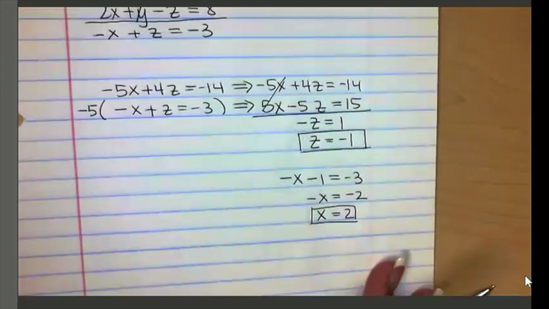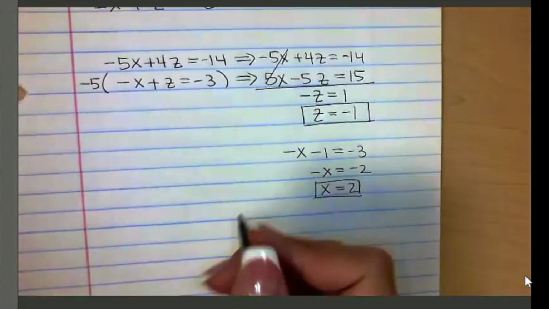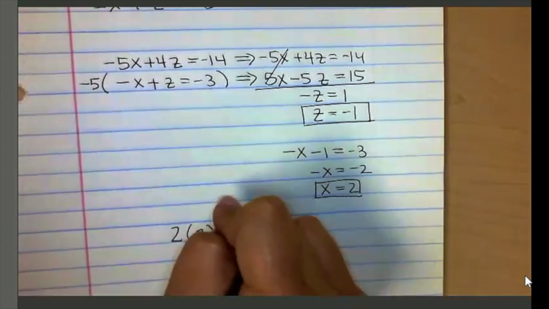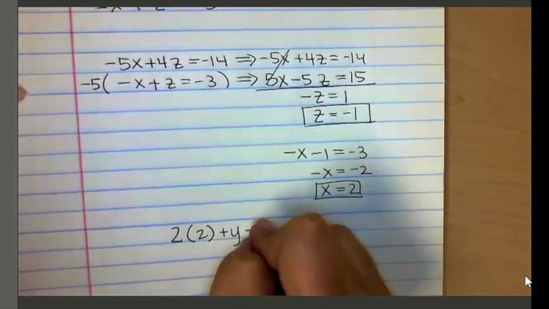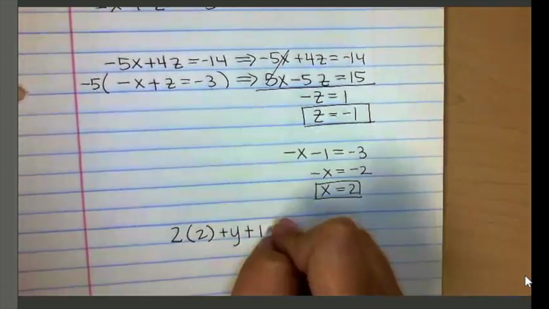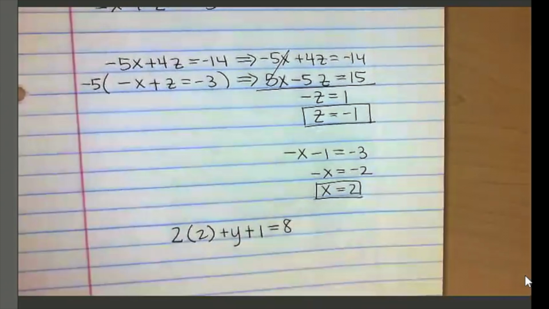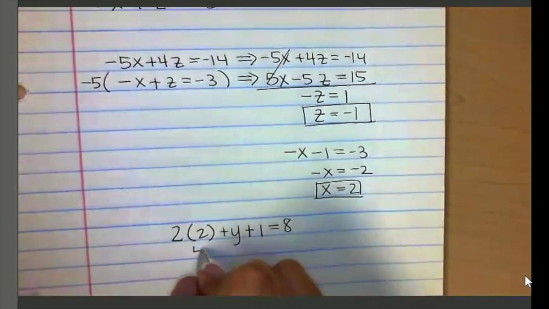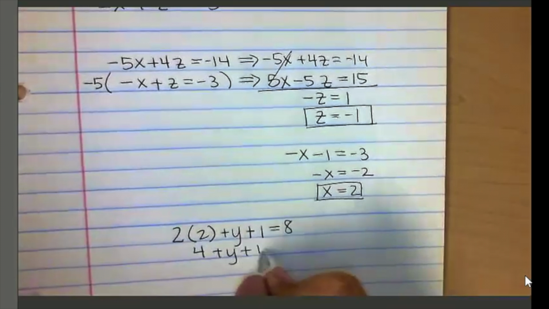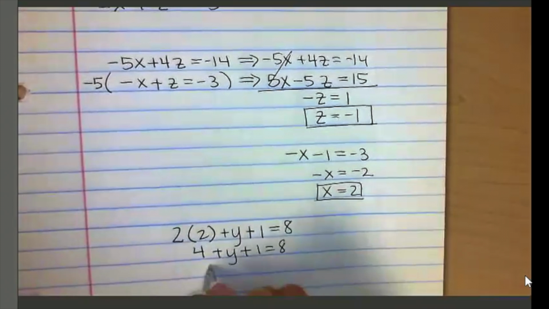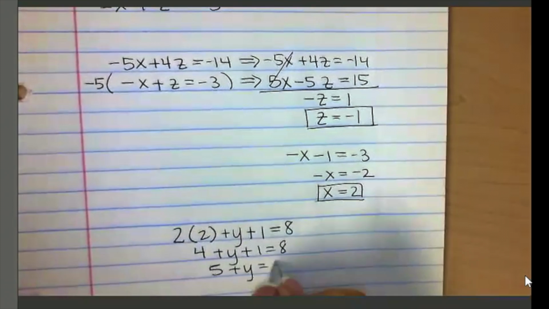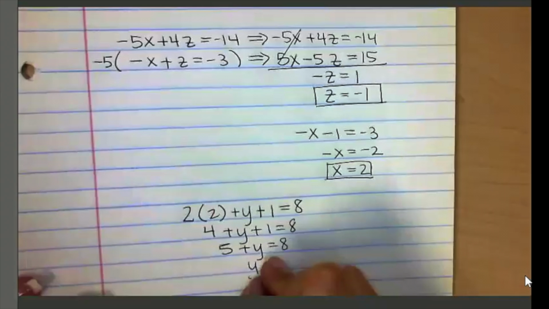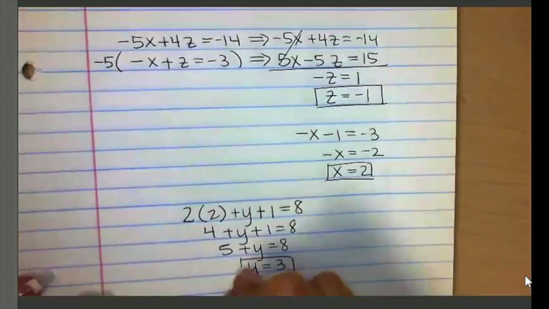So here we go. I get 2 times 2 plus y minus a -1, so that turns into a +1 there, is equal to 8. 2 times 2 is 4. I add my like terms and I get 5 plus y is equal to 8. And now we subtract the 5 and we get y is equal to 3.